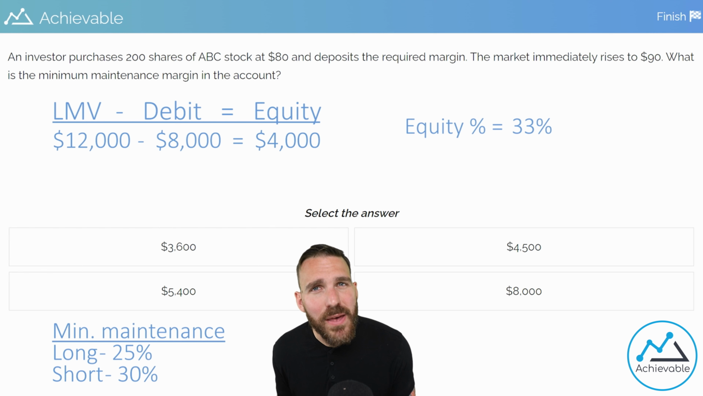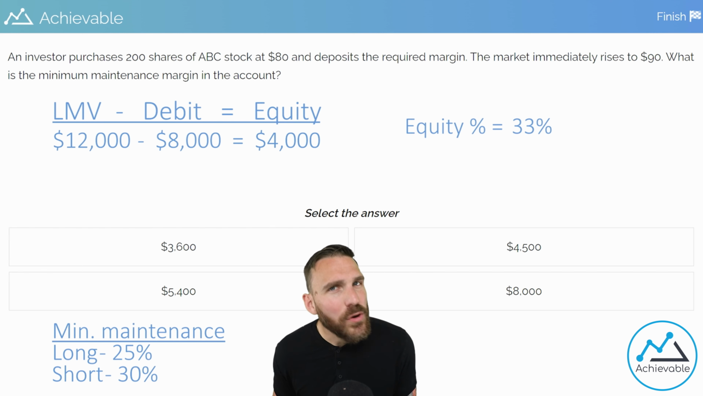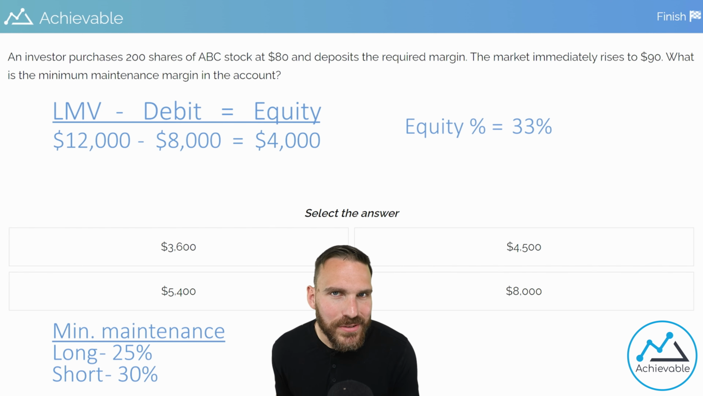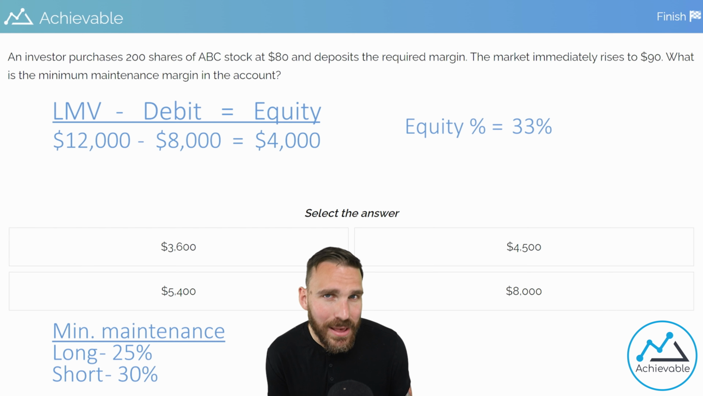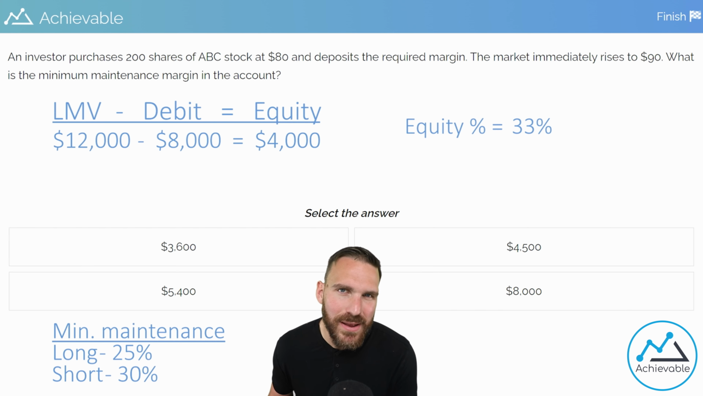As long as they're above that minimum maintenance level, their account is technically in good standing. Real quick, as a side note though, this account is restricted because it's below a 50% equity level. And all a restricted account requires is that at least 50% of sales proceeds from a liquidation must be used to pay back some of that borrowed money, which would bring down that debit balance.